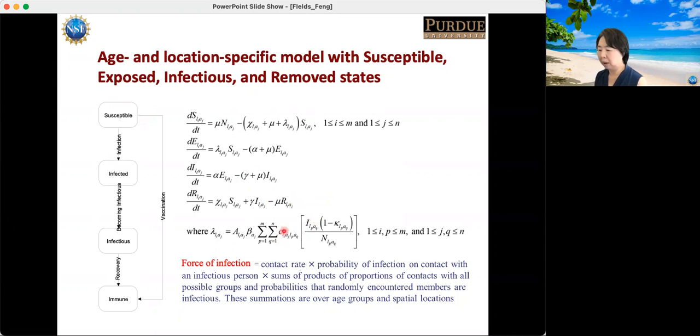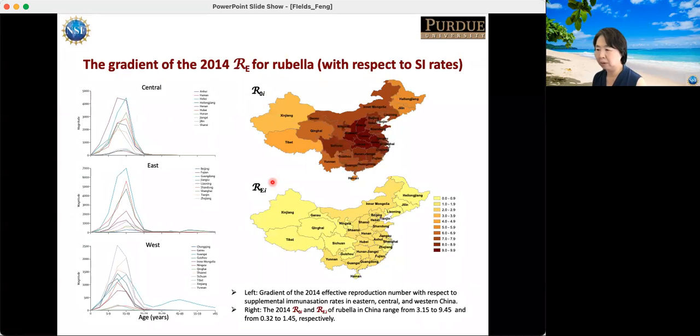So I already showed the model earlier, and the important thing is the mixing here. And then we also estimate the parameters using surveillance and serological data from China. And then we use the gradient approach. So we get the reproduction numbers, both basic and effective. We consider three regions in China: Central, East, and West. When you look at the gradient calculation, because the gradient gives you the contributions of the subgroups, either age or spatial location, to the reproduction number, we can see that the younger age groups have more influence, more contribution to the reproduction number.